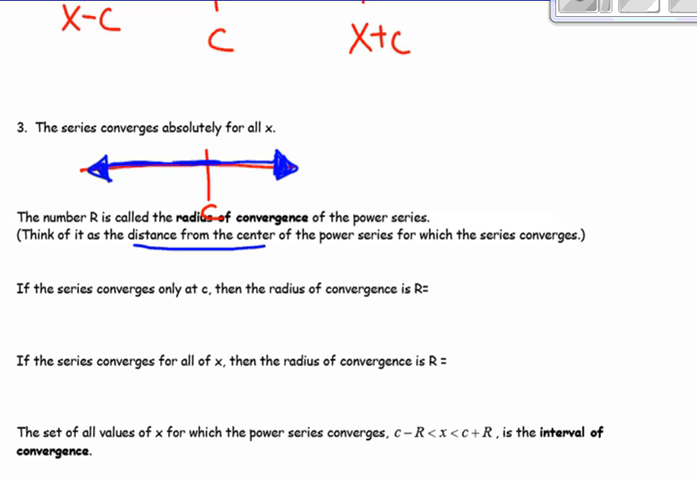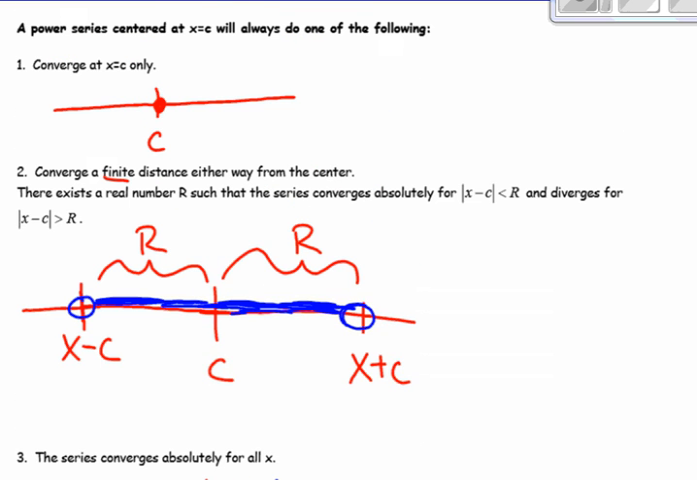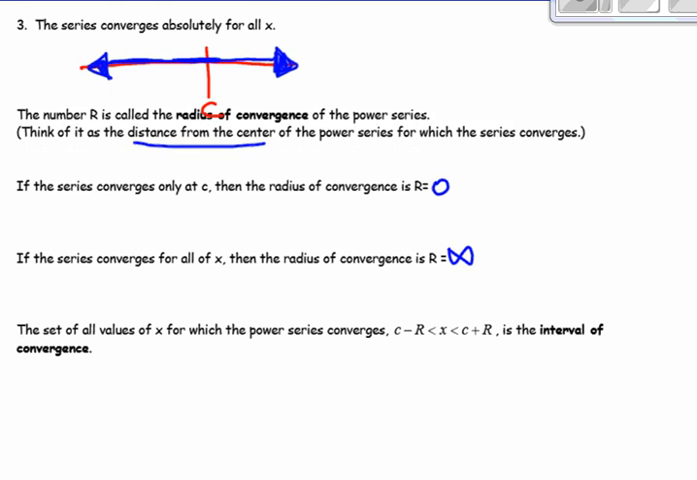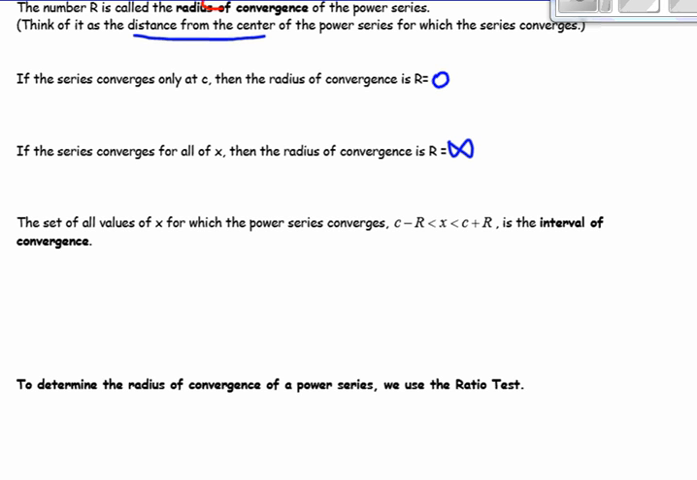If the series converges only at c, that is at the very beginning, that first example, then it does not converge for any distance away from c. Therefore, the radius of convergence is 0. If the series converges for all of x, so that would be the third example, then the radius of convergence is infinite. Okay? Then the set of all values for which the power series converges, so this would be for a finite distance away, so c minus the radius to c plus the radius, is called the interval of convergence.